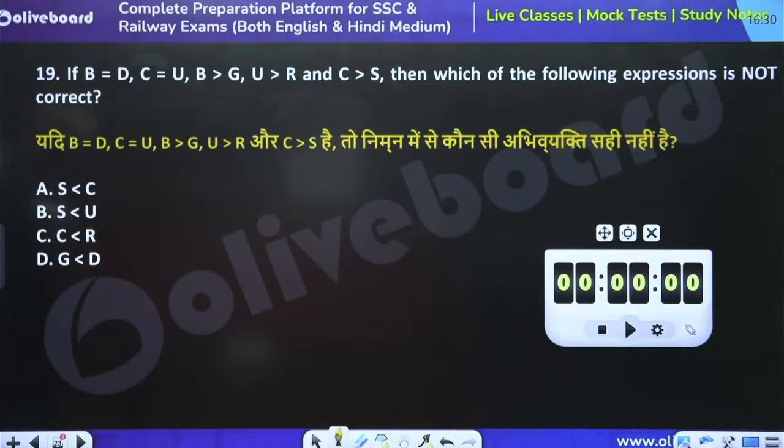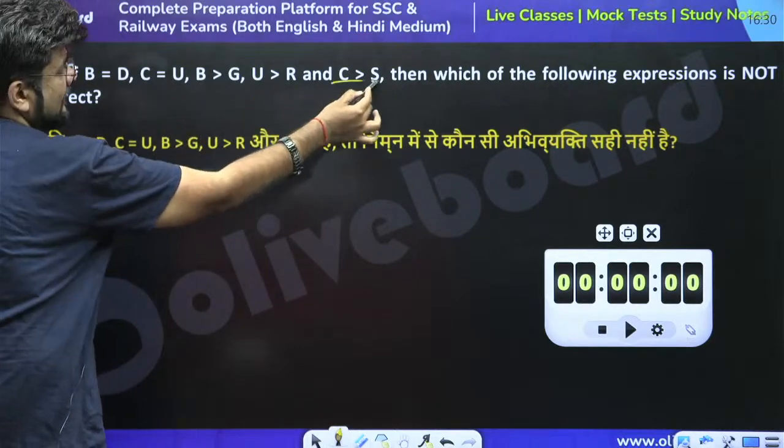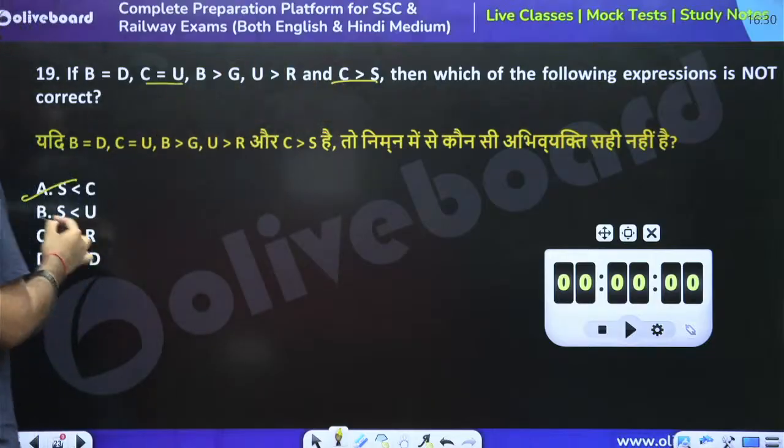Now in this, which of the following expressions is not correct? Okay, S is less than C. S is less than C, it's correct. S is less than U. Now C is equal to U, so S is less than U also, correct.